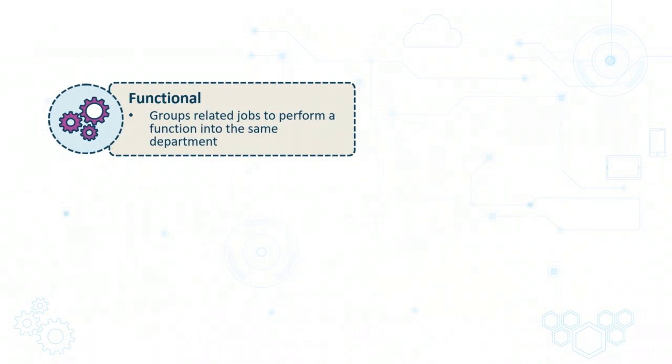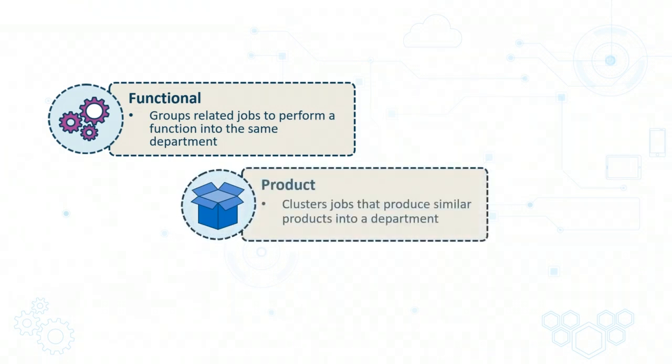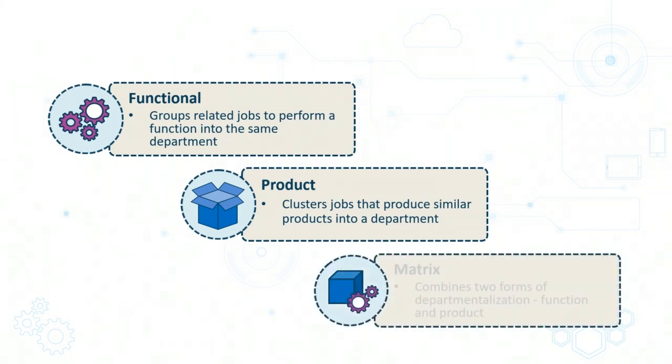Functional groups jobs to perform a function into the same department. Product clusters jobs that produce similar products in the same department. And matrix combines two forms of departmentalization, function and product.